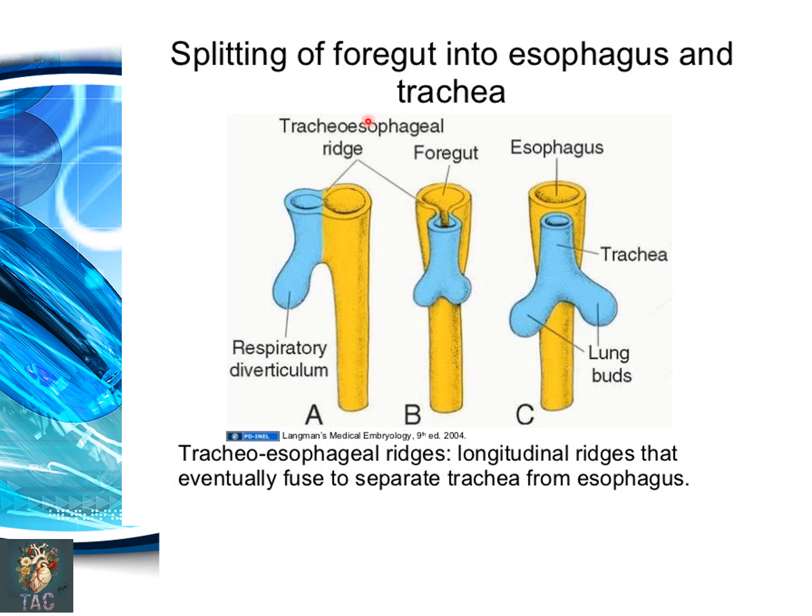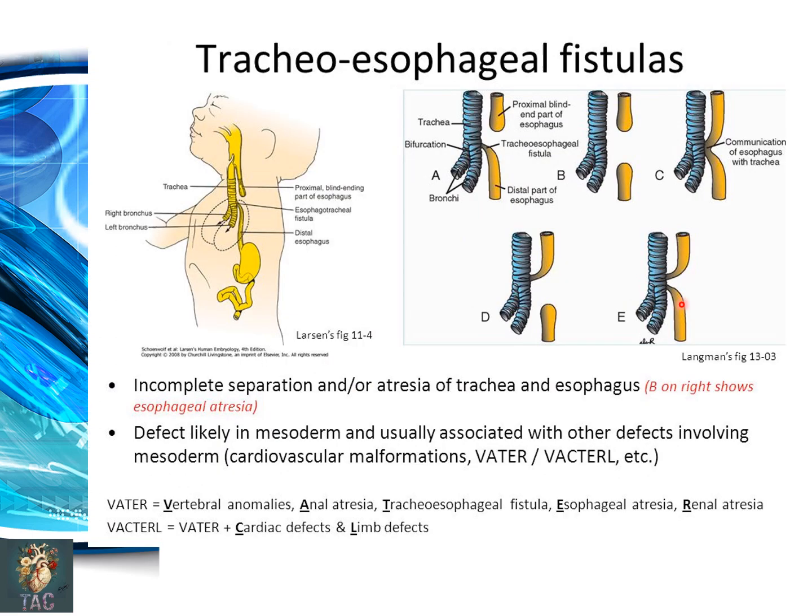So splitting of the foregut into esophagus and trachea: these are the tracheoesophageal ridges or septum, which are dividing the anterior and the dorsal parts into the respiratory diverticulum and the foregut. This is forming the trachea and lung bud, and this is forming the esophagus. So these are the different anomalies, the tracheoesophageal fistula.